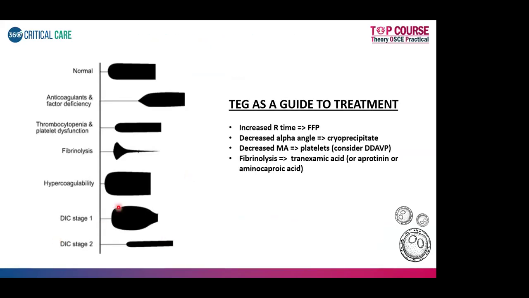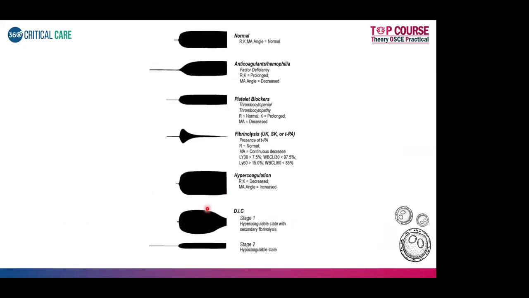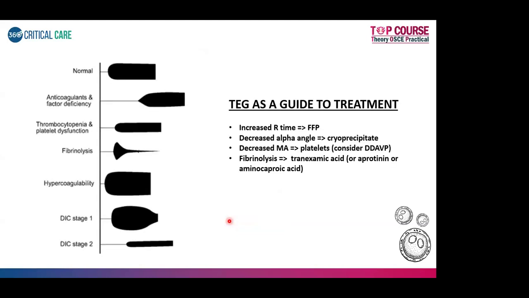If you see this stage 1 DIC, right? This is one thing that we see in this graph. This is how the image will look. You see it's quite short here, then breaks down and then comes back. So this is how the graph would look for a hypercoagulable state.